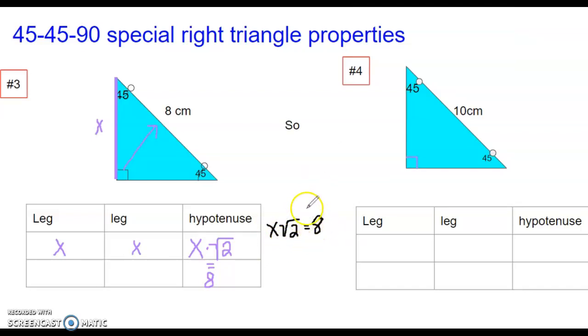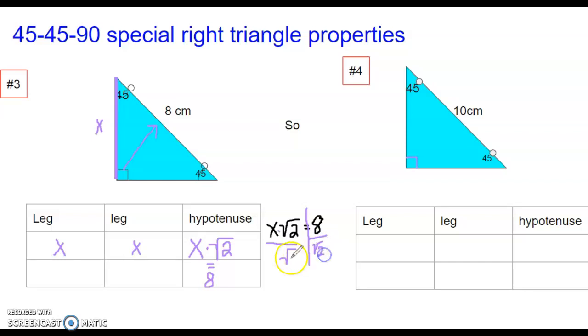I'm going to solve for X, so I draw my line down the middle. I am multiplying X by the square root of 2, so I need to do the inverse operation. The inverse operation of multiplication is division. So I'm going to divide by the square root of 2, divide by the square root of 2.